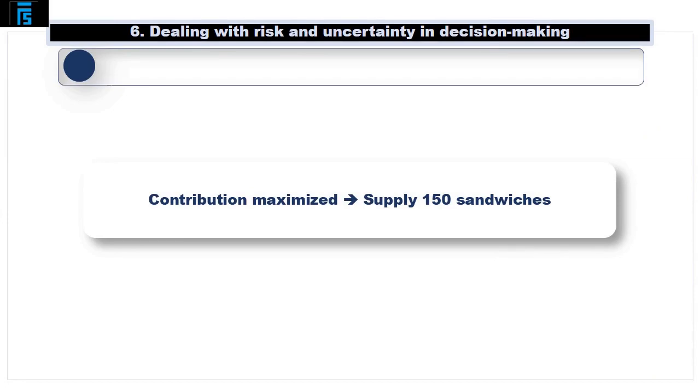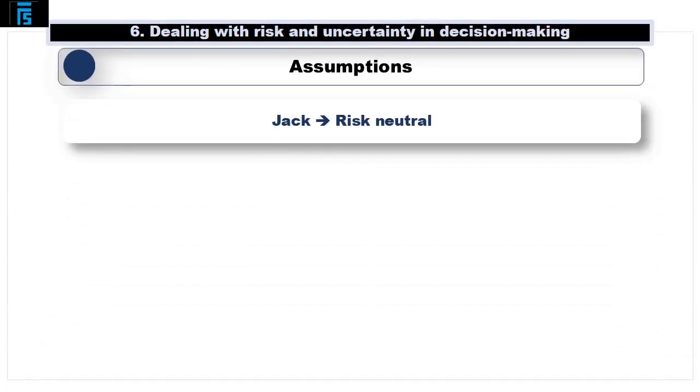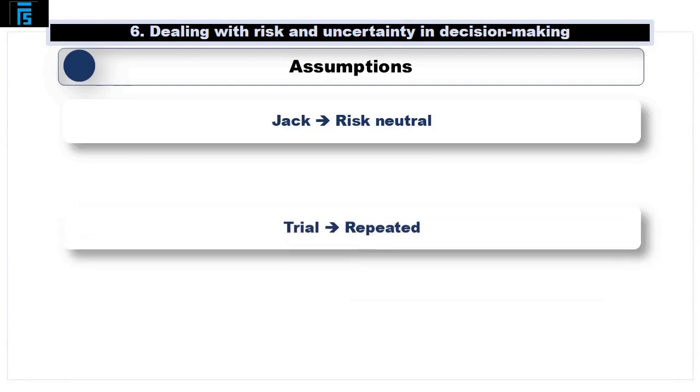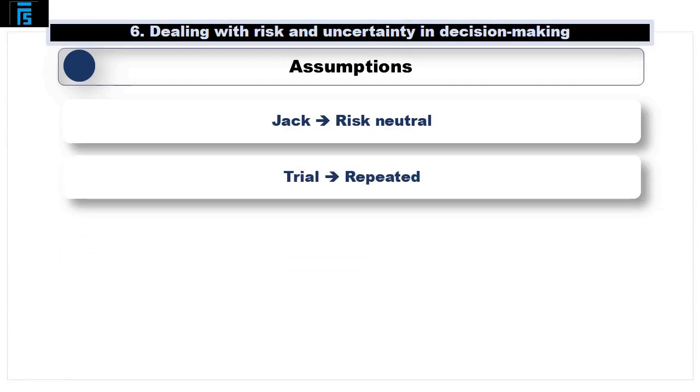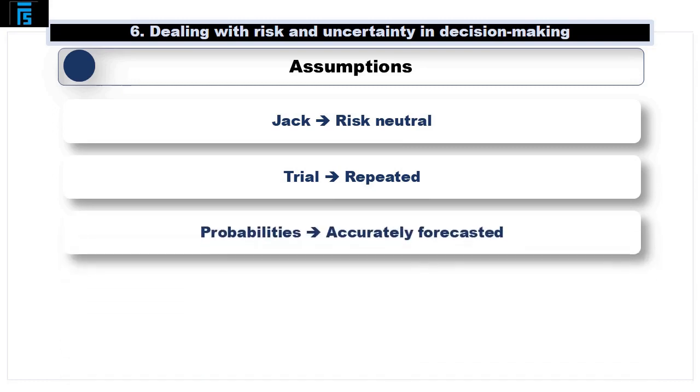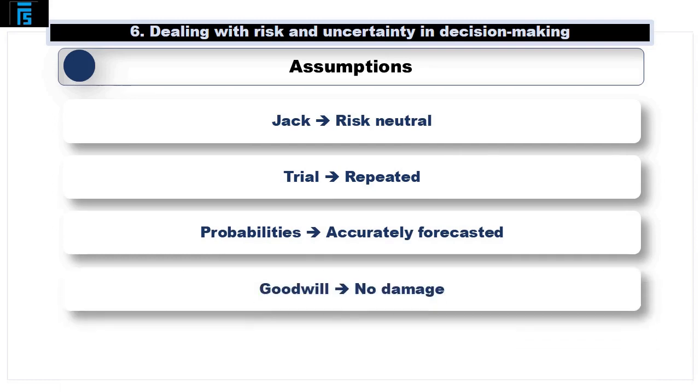This conclusion needs careful thought though, because it assumes Jack is risk neutral, and it assumes the trial is repeated. You'll note that $690 is not an actual outcome, but will be the average over repeated trials. It assumes Jack has accurately forecast the probabilities for this risky variable, being off-the-street demand, and it assumes that if we turn customers away without selling them a sandwich, they'll try again another day and we haven't damaged goodwill. In other words, that the risky variable stays the same each time.